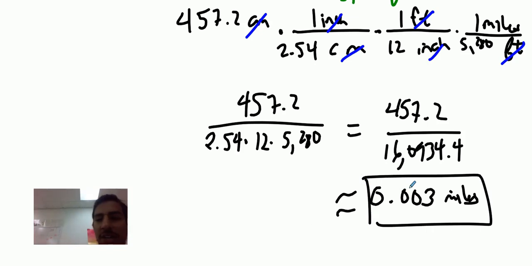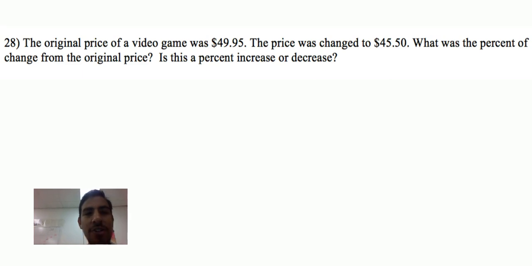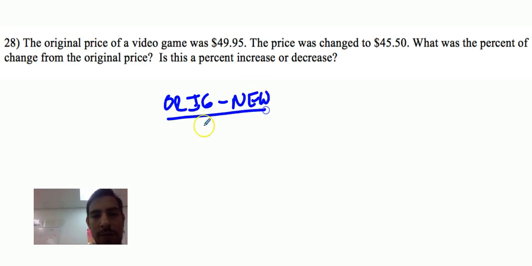Let's finish up this page, and then I'm going to end the video here. So let's do 28 next. The original price of a video game was $49.95. Price was changed to $45.50. What was the percentage change from the original price? Okay, let's do original minus new over original. So let's do 49.95.